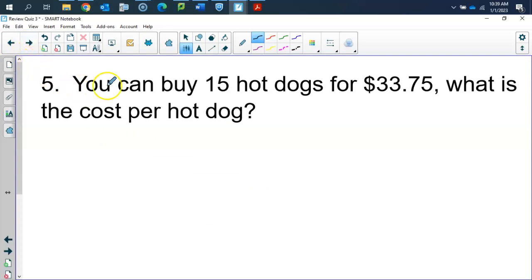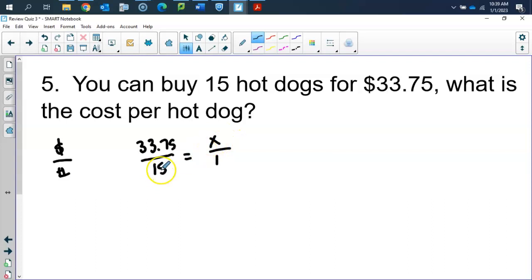Number 5, you can buy 15 hot dogs for $33.75. What is the cost per hot dog? Well, you can just do this by dividing, or you can set up a proportion. Cost over number. So it's $33.75 for 15 hot dogs. We want to know how much it costs for 1 hot dog.